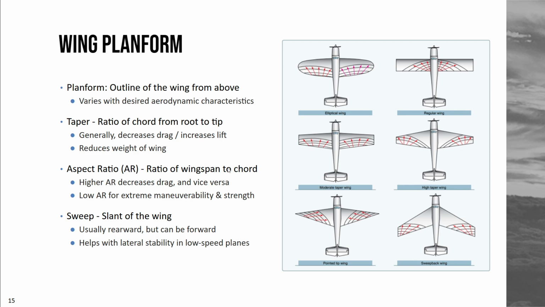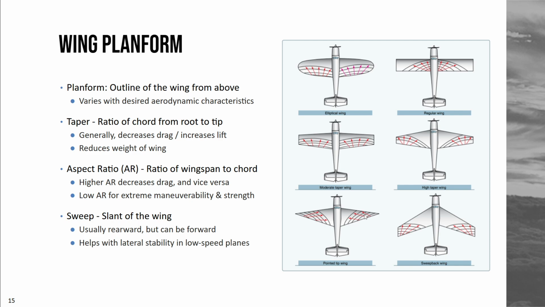Aspect ratio is the ratio of wingspan to wing chord, so the ratio of how long a wing is versus how wide it is. A higher aspect ratio will decrease drag. A low aspect ratio is used for extreme maneuverability and strength. We could think of a glider that has really long, skinny wings, and they're very aerodynamically efficient, versus a low aspect ratio, which you'd see on maybe a fighter jet for extreme maneuverability and strength.